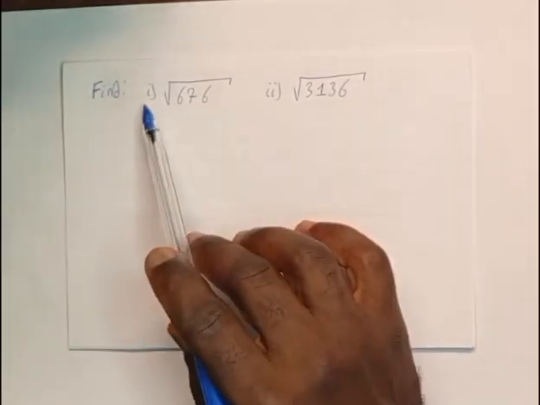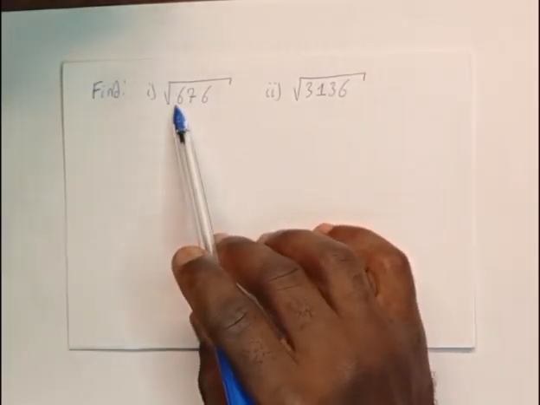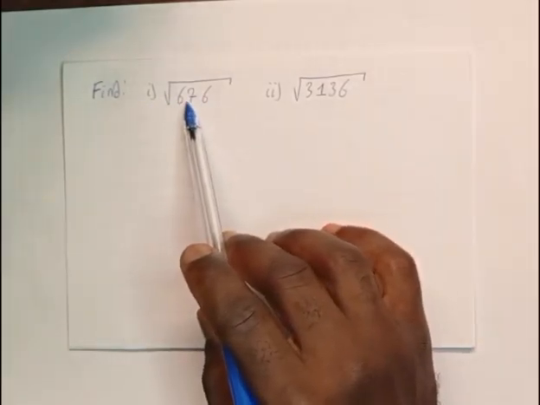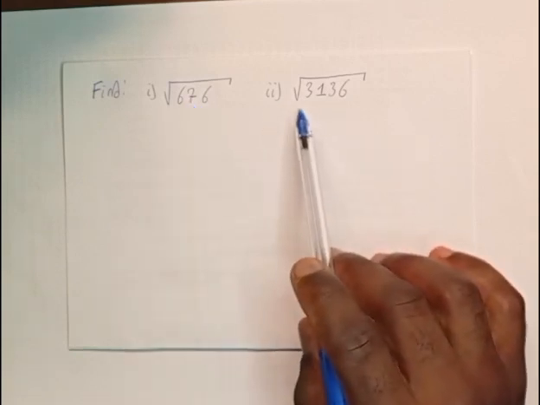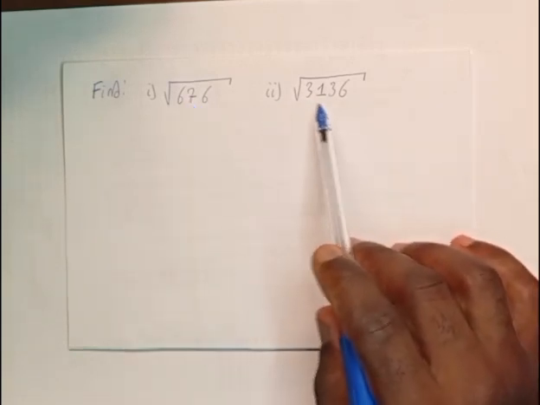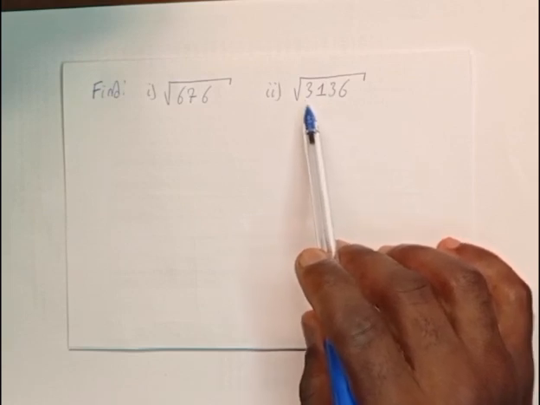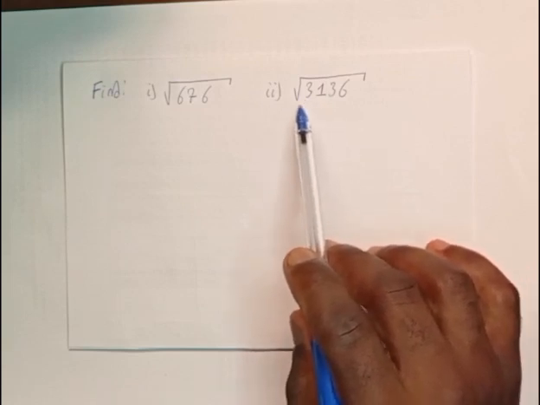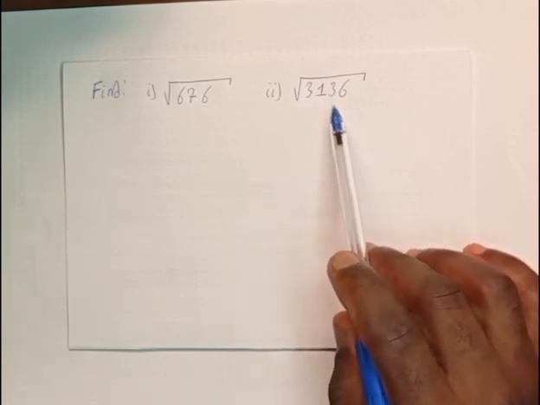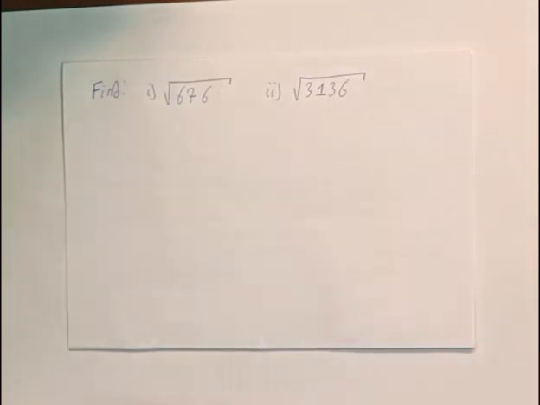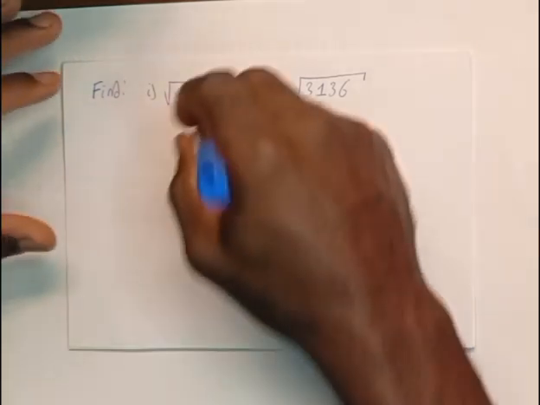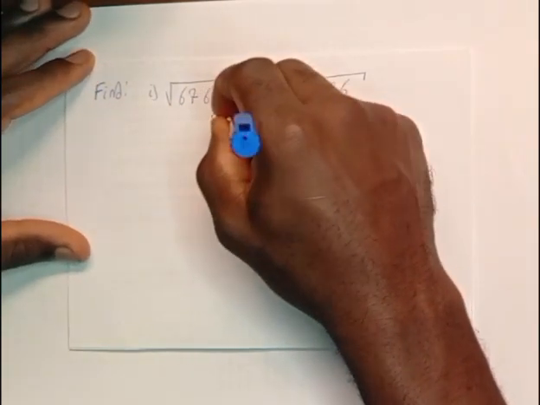Find question 1i, the square root of the number 676. Question 2i, the square root of the number 3136. For us to find the square root of these numbers, we are going to make use of the tabular method. Take down solution.